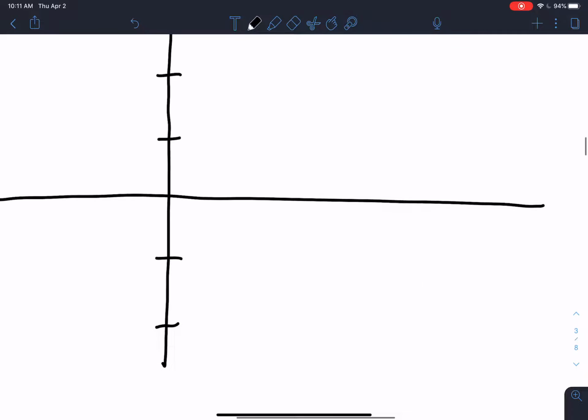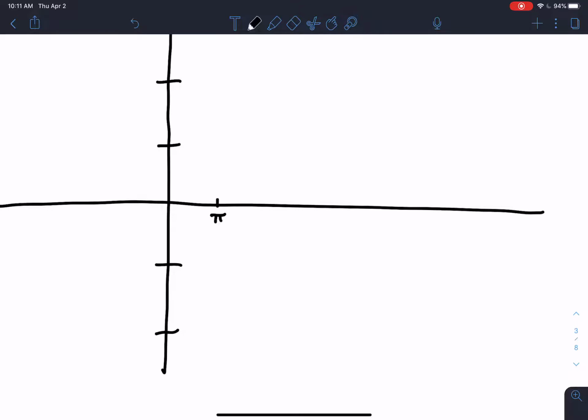So if I start there at 0, then the next one would be pi over 6. Then the next one would be 2 pi over 6 or pi over 3. Then the next one would be 3 pi over 6 or pi over 2. Then the next one would be 4 pi over 6 or 2 pi over 3. So if I start at 0, one cycle is going to put me at 2 pi over 3.